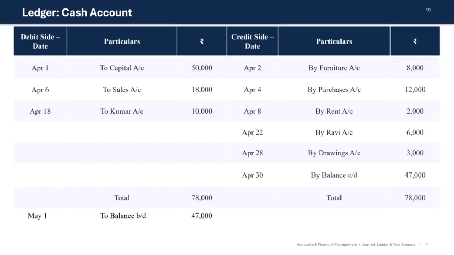Particulars: to capital account the debit amount is 50,000. To sales account the debit amount is 18,000. To Kumar account the debit amount is 10,000. So total amount of debit is 78,000.